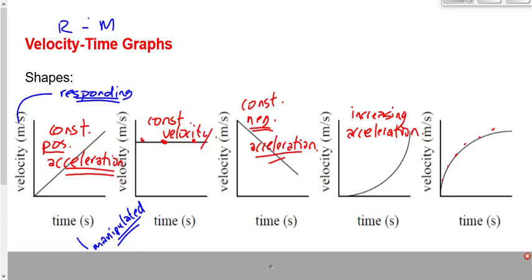This would be like you got your foot on the accelerator, right down to the floor, and you're speeding up like crazy right from the stop sign. But then you kind of ease off the accelerator. You still speed up, but you don't speed up as quickly as you were before. So we're not going to say deceleration. We're just going to say a decreasing acceleration.